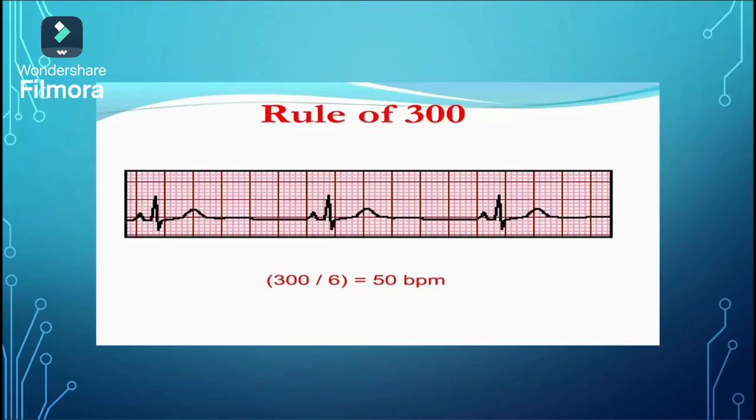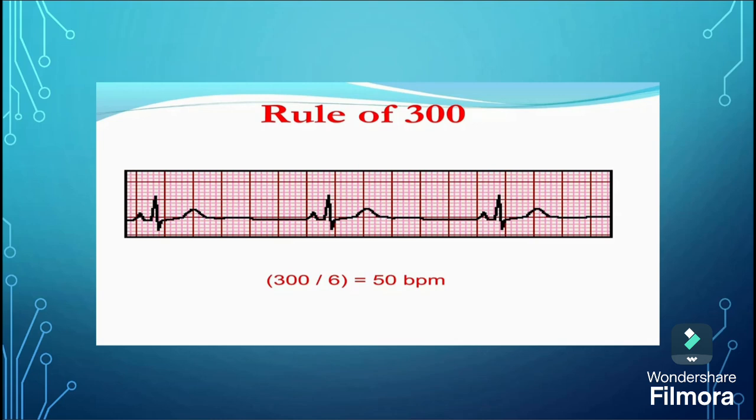QRS complexes, and you can see a large box here, one, two, three, four, five, and we can consider this half and this as a 6. So 300 divided by 6, that is number of large boxes. So approximately 50 beats per minute is the heart rate.